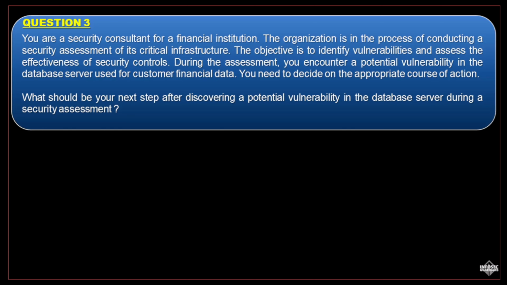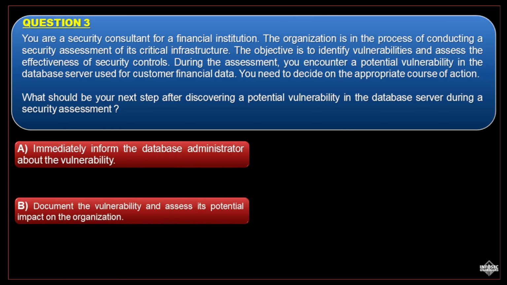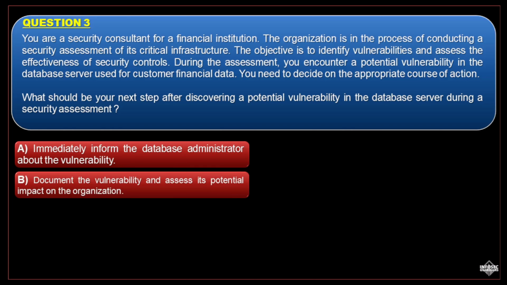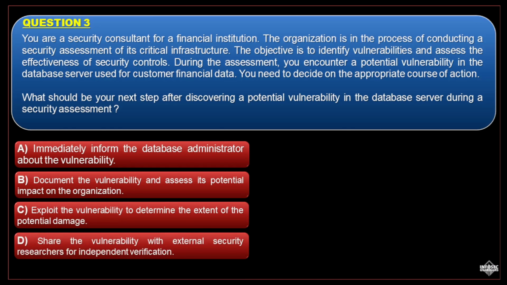Here are the options. Option A. Immediately inform the database administrator about the vulnerability. Option B. Document the vulnerability and assess its potential impact on the organization. Option C. Exploit the vulnerability to determine the extent of the potential damage. Option D. Share the vulnerability with external security researchers for independent verification. Now let us review each option, one by one.